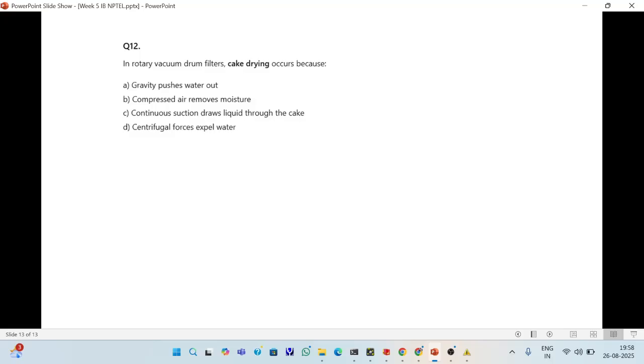In rotary vacuum drum filters, cake drying occurs because gravity pushes water out, compressed air removes moisture, continuous suction draws liquid through the cake, centrifugal forces expel water.